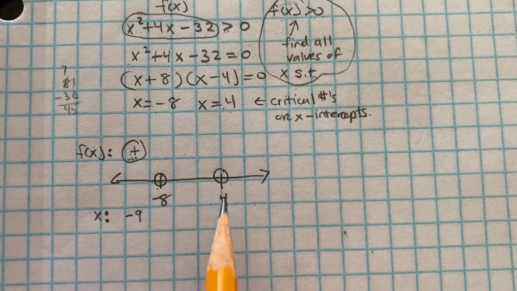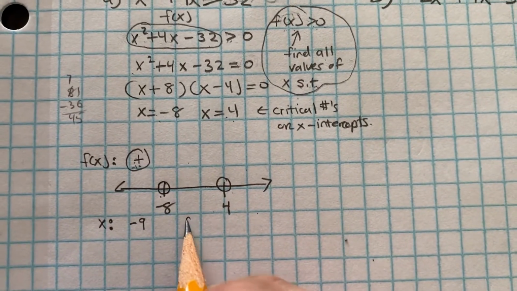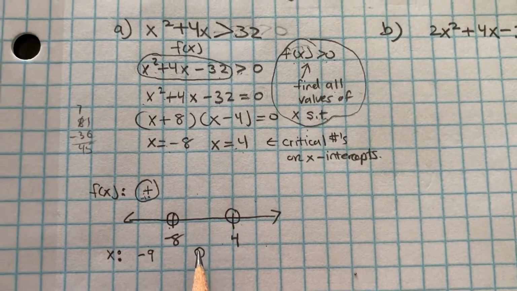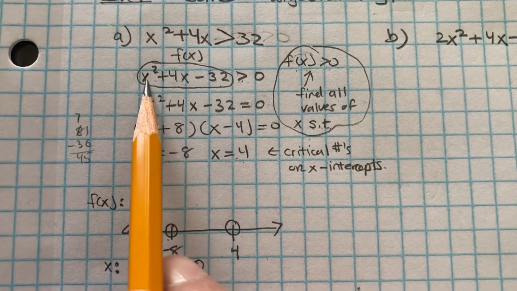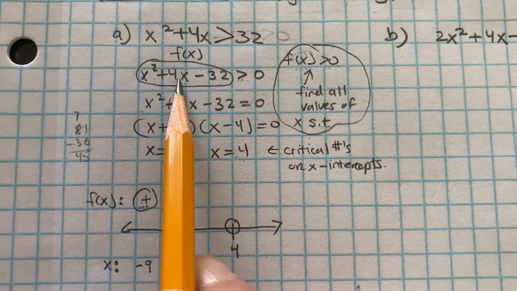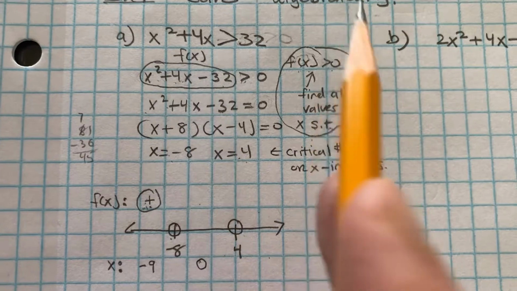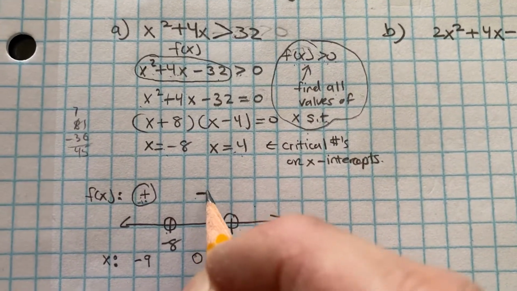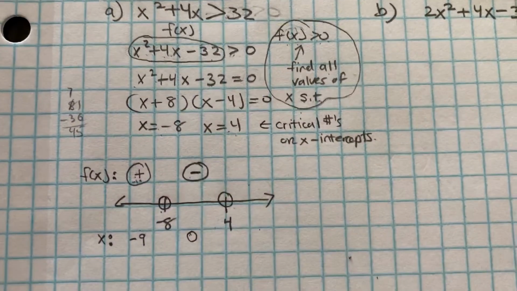Now between -8 and 4, right, an easy number to plug in would just be 0. If you plug 0 into this expression, 0 plus 0, that's 0. 0 minus 32 is -32. The y value sign is going to be negative.